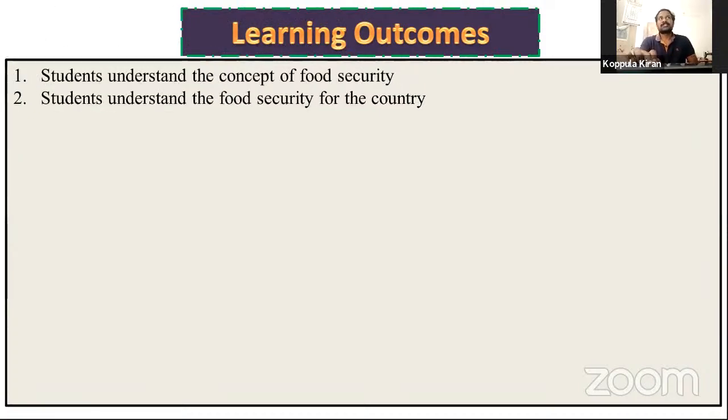First, at the end of the chapter, students can achieve these learning outcomes. Okay, let us discuss one by one. What are the learning outcomes we expect from the students? Look at that slide. Students understand the concept of food security. They can easily understand the food security concept. Next, students understand the food security for the country. Food security for the country is essential for all the people.